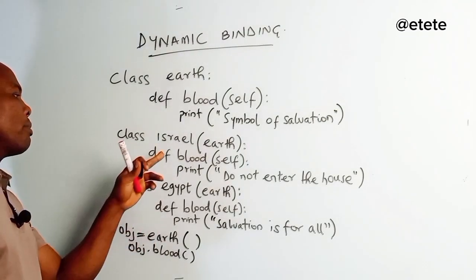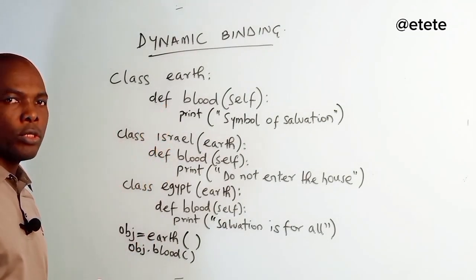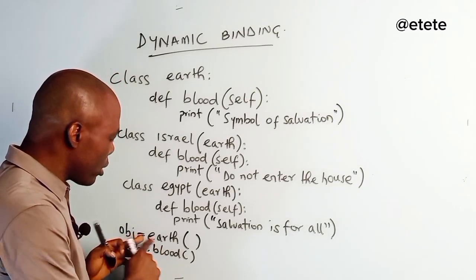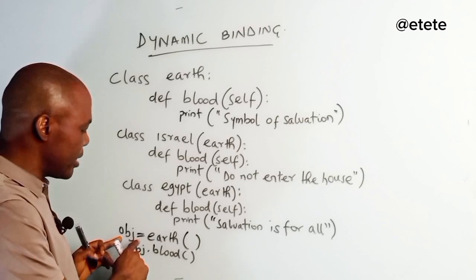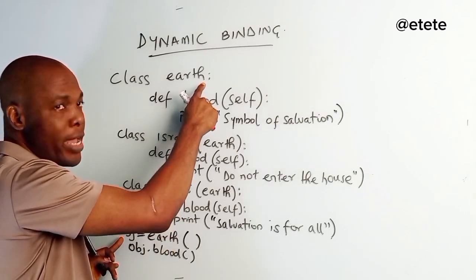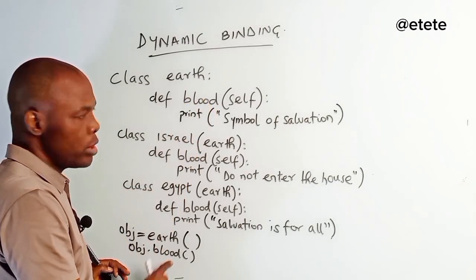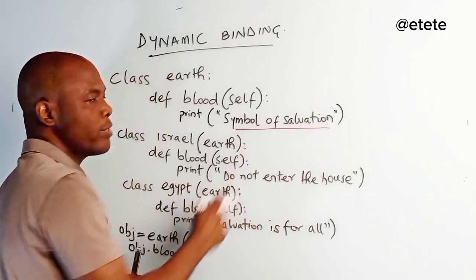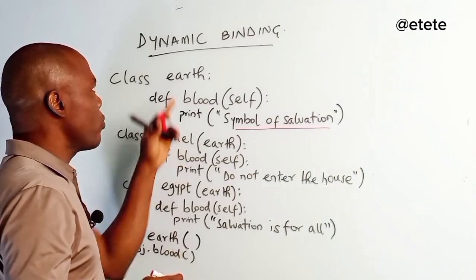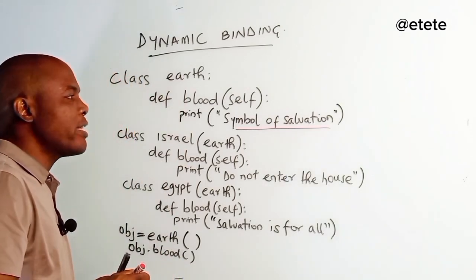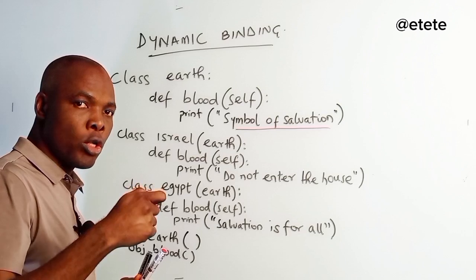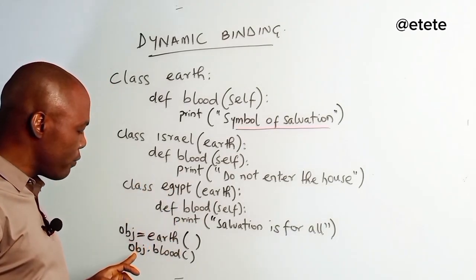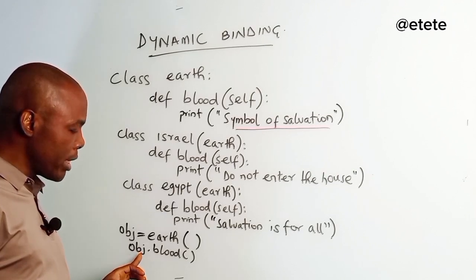which of these methods is Python going to call? Based on this, because this object that we created was created for Earth, when we call blood, it's going to print out this one, symbol of salvation. So that is what we call dynamic binding. That is, whatever method will be called is determined by the type of the object. So the type of this object is Earth.